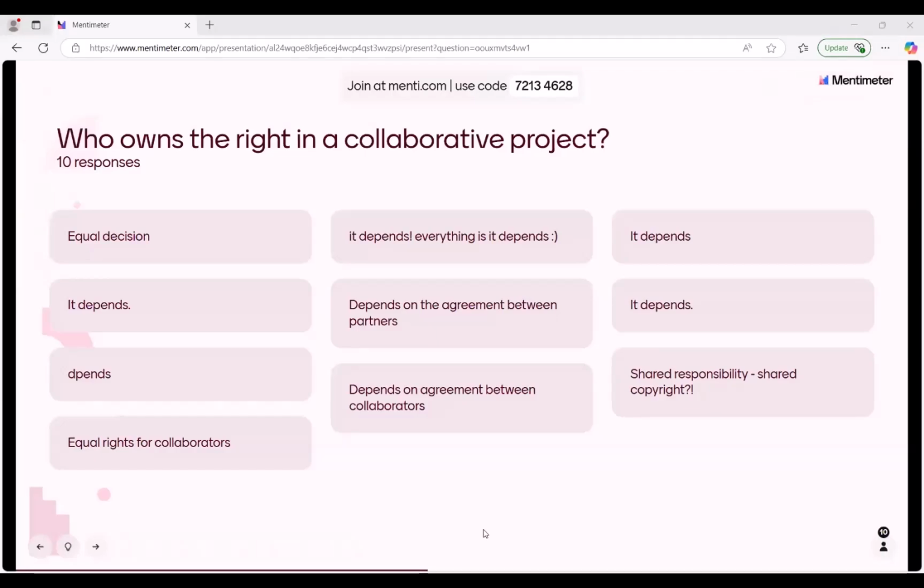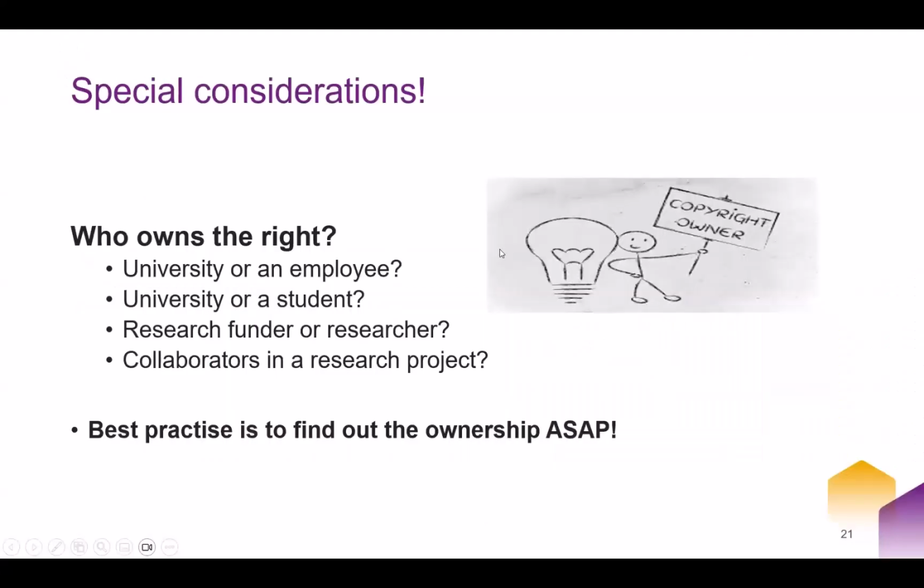Let's go back. Thank you for your responses. Most of you have written that it depends. For every question, I think, it depends is the best answer. But you just need to bear in mind that rules on IP ownership will also depend on national law and institutional policies as well, and they may vary from country to country. So that is important to keep in mind. However, as a general rule, the copyright in a work is initially owned by the work's creator, but as you said, it depends.